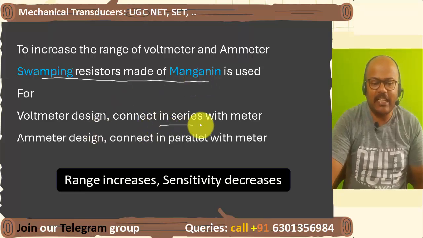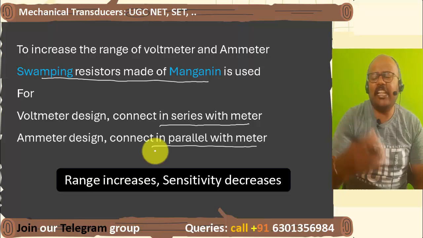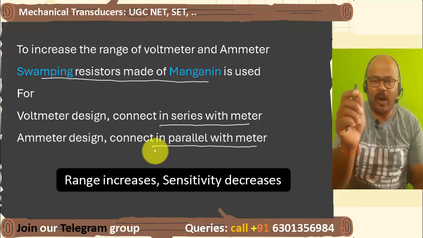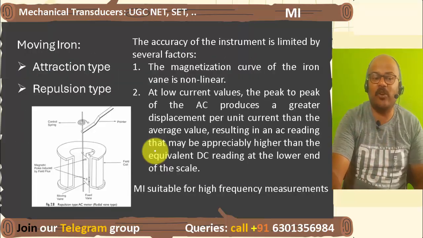Voltmeter design: connect in series with the meter. Ammeter design: connect in parallel with the meter. That's it. But for each and everything there is a drawback. If you want one, you are going to lose the other. What I want to tell you is that when the range increases, the sensitivity is going to decrease.